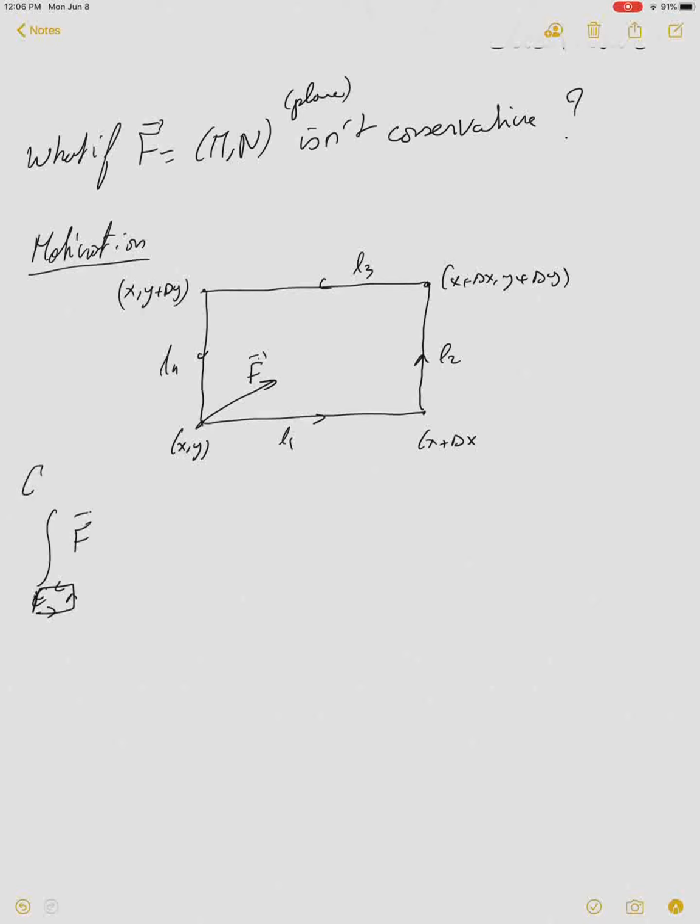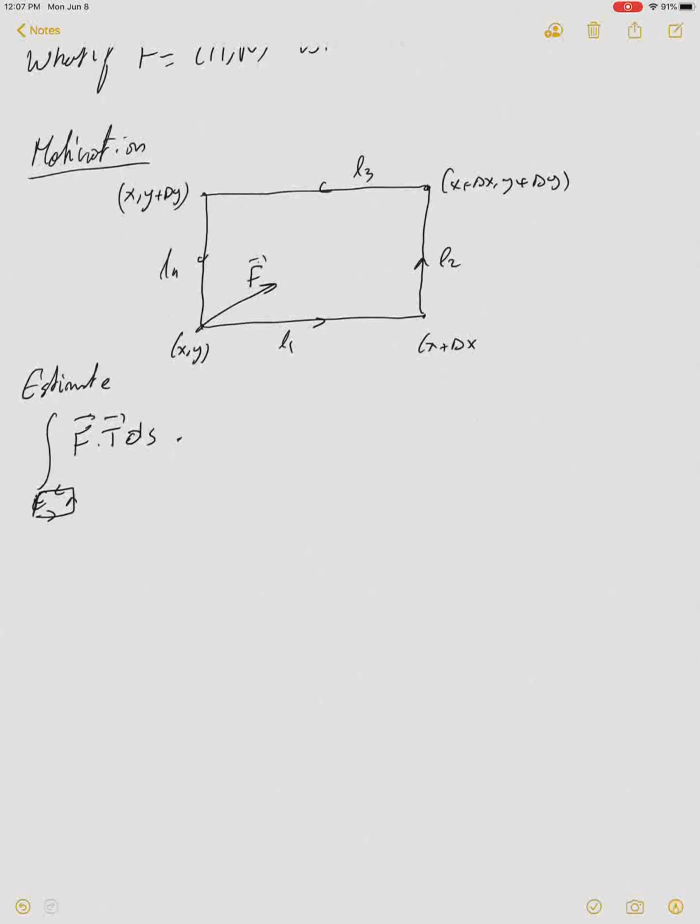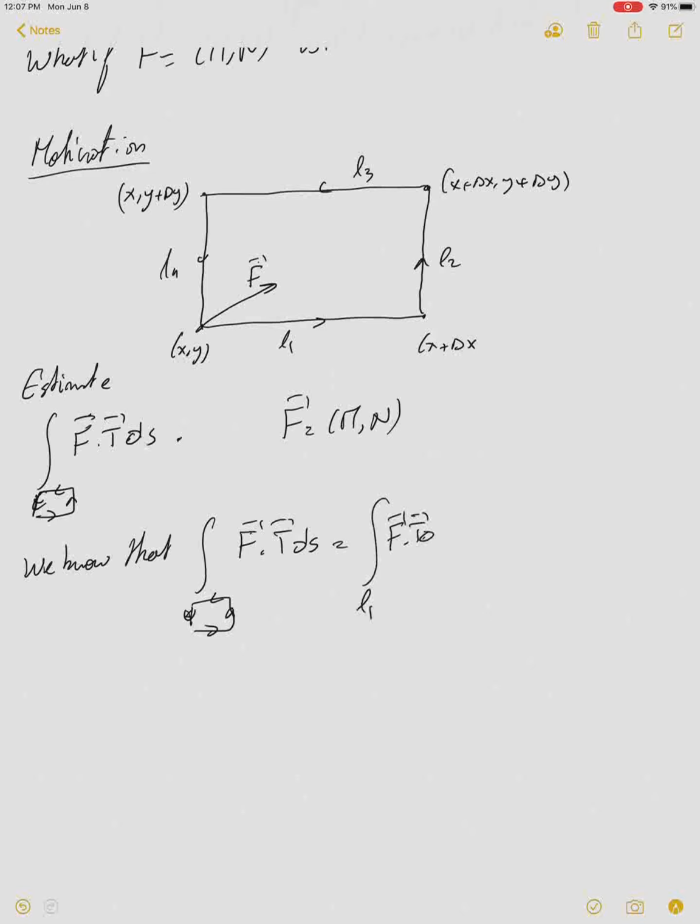Now the question is to estimate the integral over the rectangle of F dot T ds. Here F is M, N, so this is in two dimensions. The integral over the rectangle of F dot T ds is equal to the integral over L1 of F dot T ds plus the integral over L2 of F dot T ds plus the integral over L3 of F dot T ds plus the integral over L4 of F dot T ds.